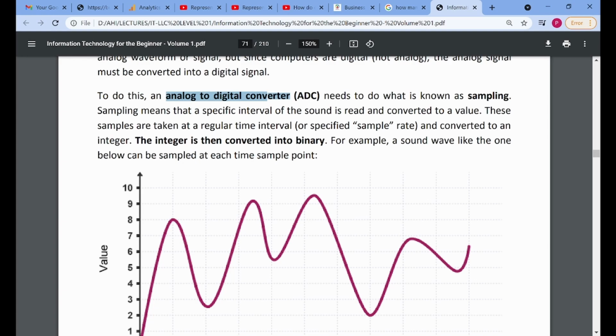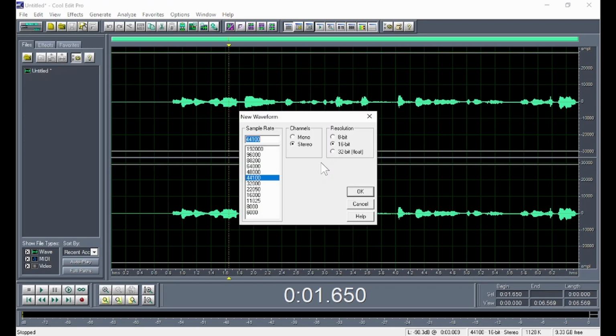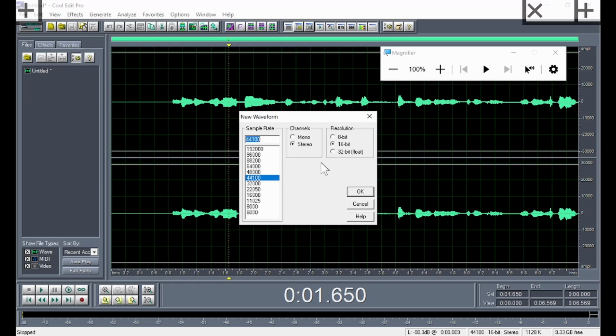The computer doesn't know what I'm saying. The microphone doesn't know what I am saying. It is only recording vibrations. And these vibrations are received by the microphone as waves. Let me open Cool Edit Pro, and I'm going to record something for you to see.